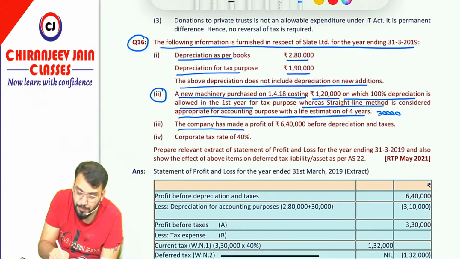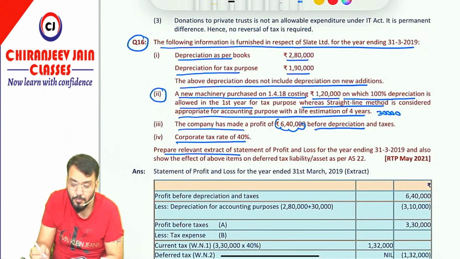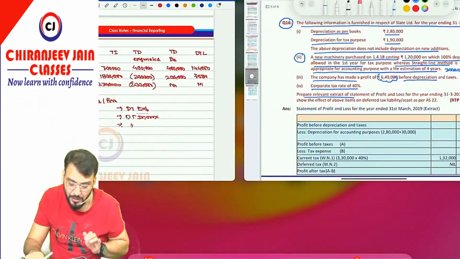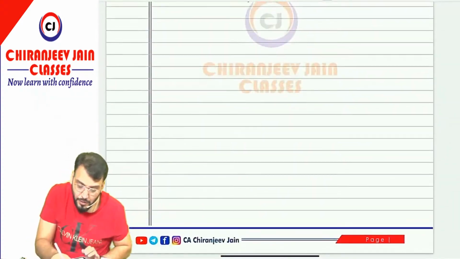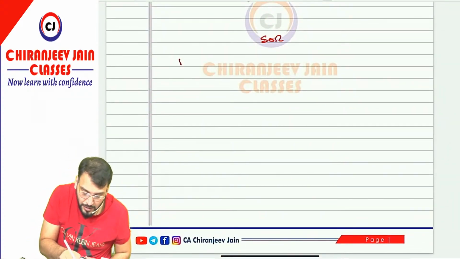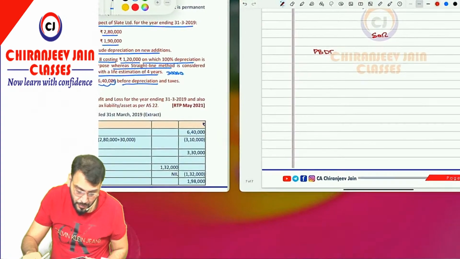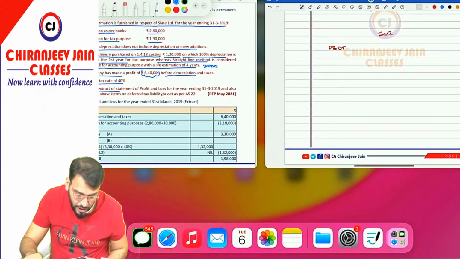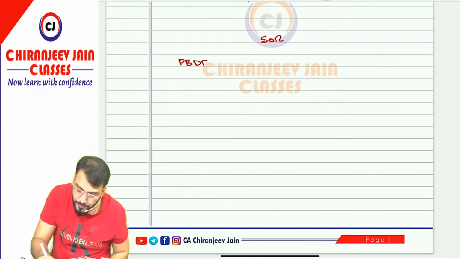The company has made a profit of 6,40,000 before depreciation and tax. Corporate tax rate is 40%. Prepare relevant extract. Plus you need to prepare one extract of SOPL. So if you prepare SOPL, what is the profit before depreciation and tax given? The profit before depreciation and tax is given 6,40,000.